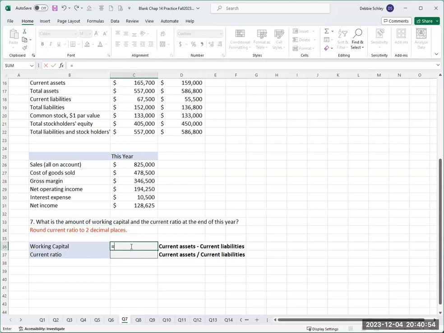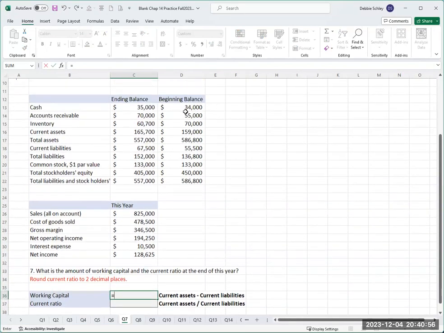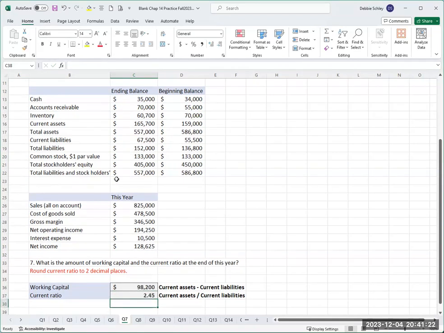So working capital equals current assets at the end minus current liabilities. So I get 98,200, and then current ratio equals current assets divided by current liabilities. So I get 2.45.